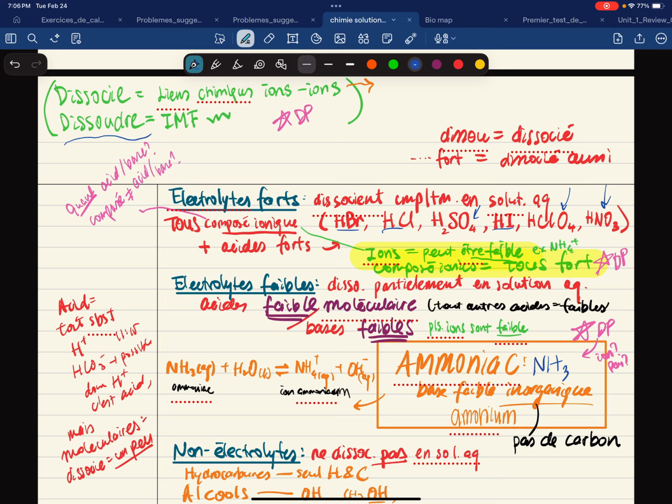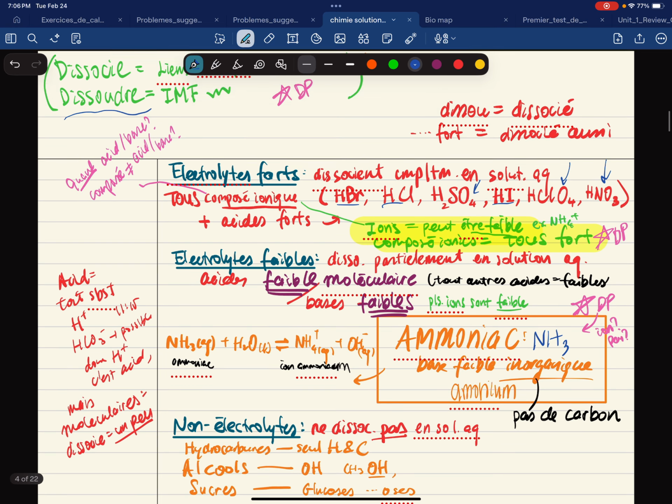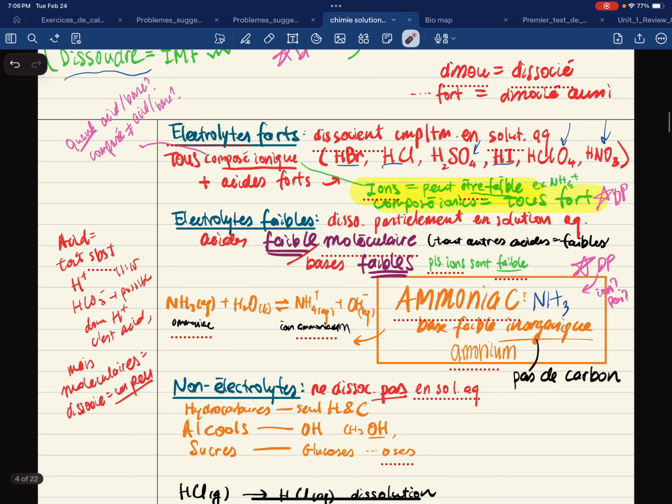So, électrolyte faible se dissocie ou s'ionise partiellement dans l'eau. Only a partial amount of these molecules. It's not an ionic compound, the faibles are all molecules, because if it's an ionic compound, it's automatically electrolyte fort. And if it's faible, they will dissociate partiellement, so only a little bit, or you just need to say that they don't at all, because in majority cases they don't, in the drawing diagram, for example.